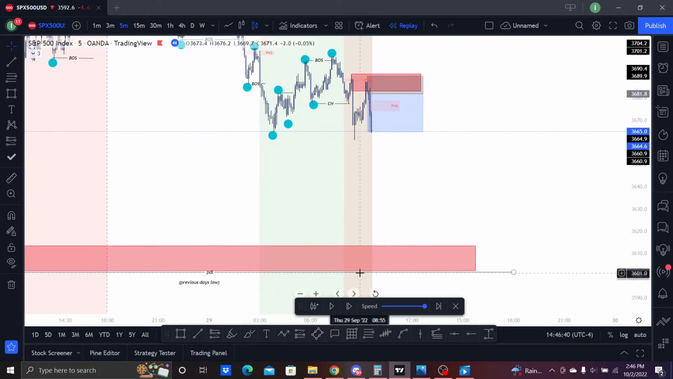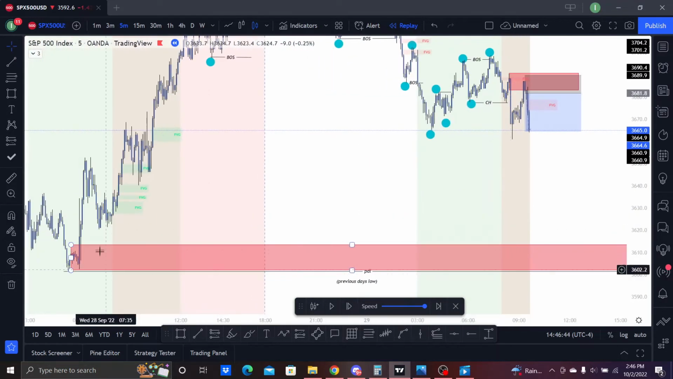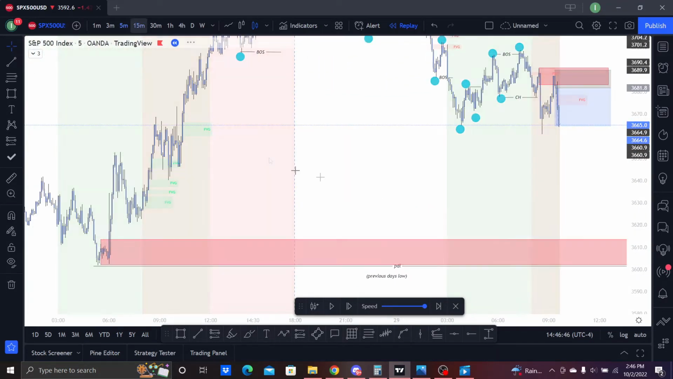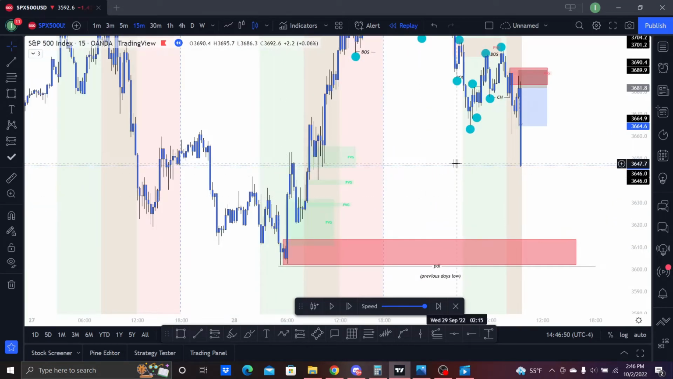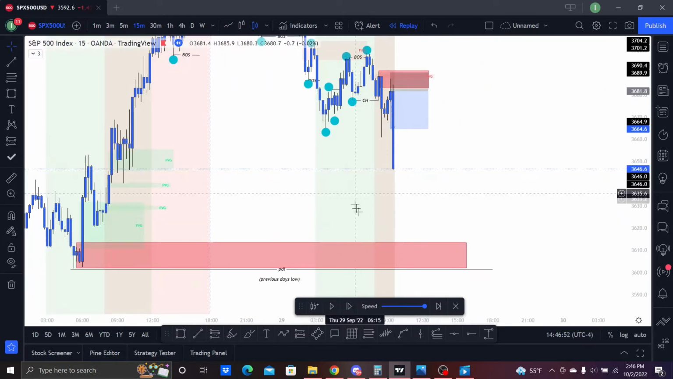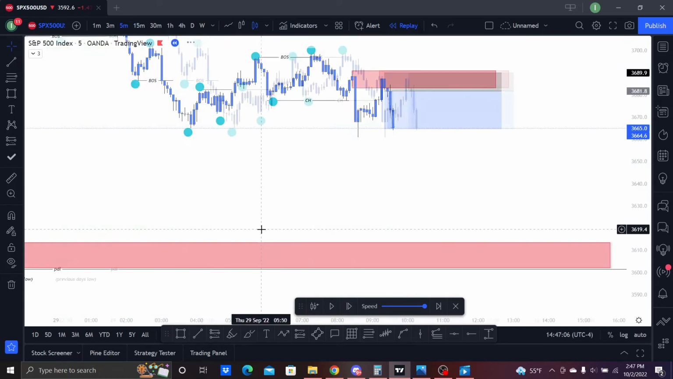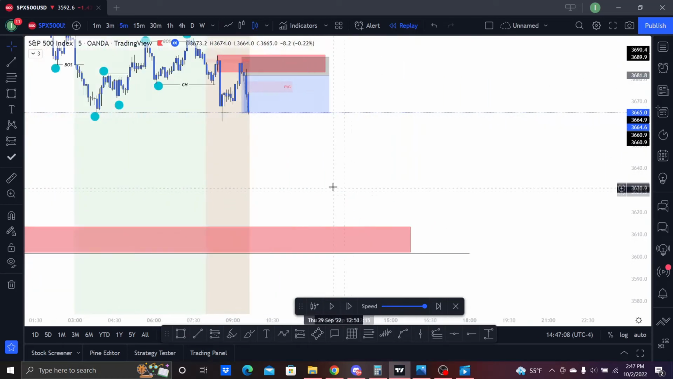My original target was down here at the previous day's low, but another target was this high probability 15-minute demand zone down here. I knew that as soon as price got down here, we would see some sort of rejection. Also, these lows could have been take profits as well, but I was just aiming for this because I was leaving runners at this point. I had secured most of the position, so I was willing to let the trade run for a little bit.